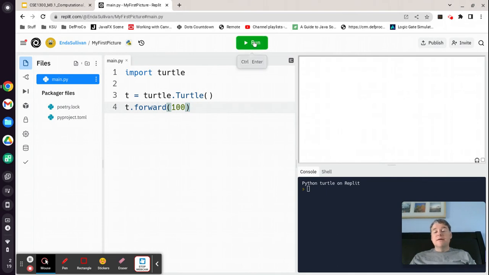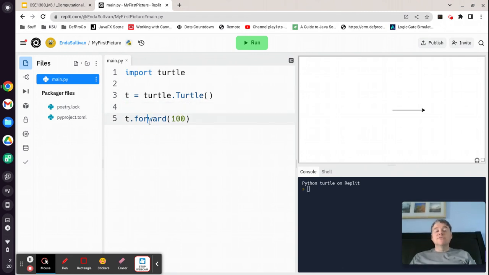Having typed all that in, I'm now going to hit this run button up at the top. And over on the right-hand side in this window here, you can see it drew a line. There it is right there. So what seems to have happened here? The first 2 lines are necessary, and we're going to talk about all this in detail in the next lecture, but don't worry about them, they're always going to be there. Really, the only line of code that I actually wrote was this t.forward(100). And it turns out that for turtle, called t, I'm asking the turtle to move forward 100 spaces.